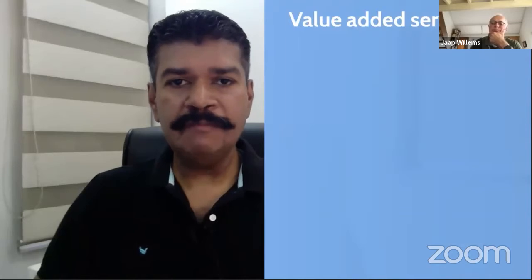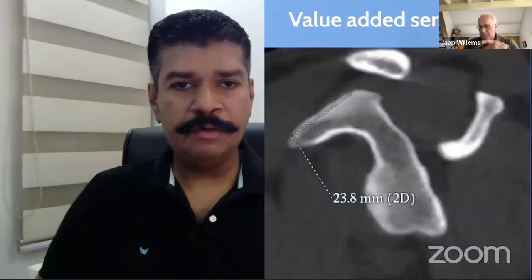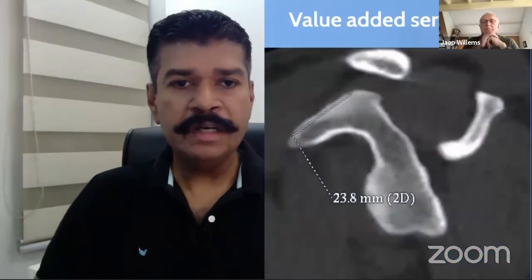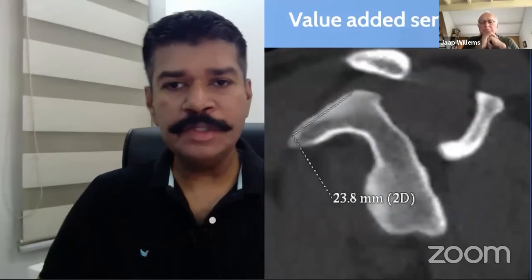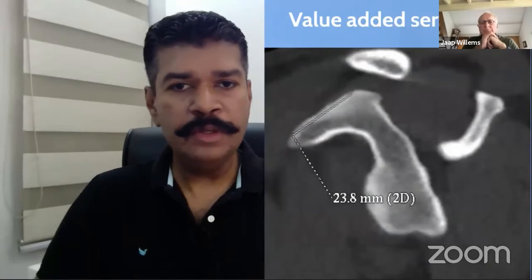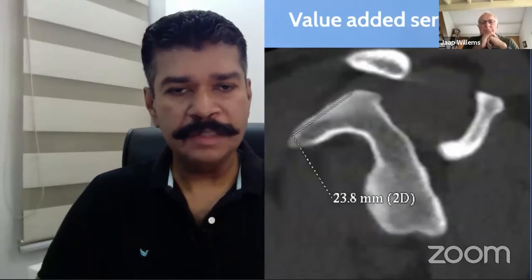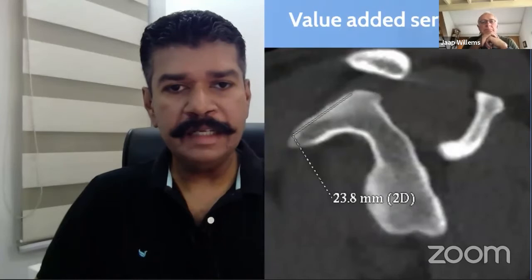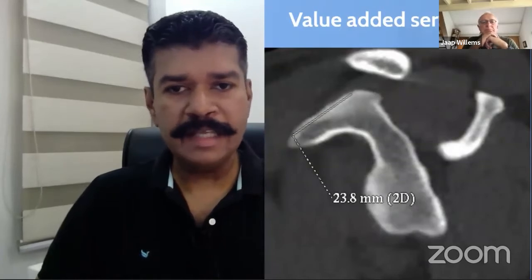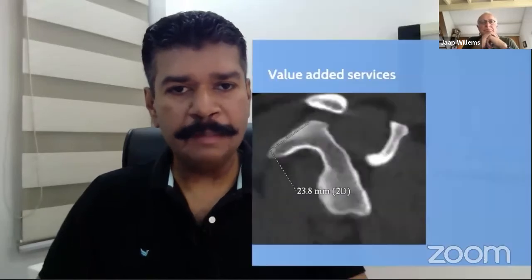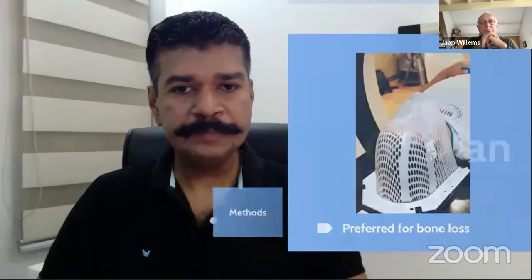The advantage of CT is that it gives you some value-added services. For example, you can request your radiologist to calculate the length of the coracoid for you. And this is particularly useful if you are planning on a bony augmentation like a Latarjet procedure. It is commonly felt that Indian coracoids are a little small in size, so it is always useful to know the exact dimensions of the coracoid before you embark upon the operation.